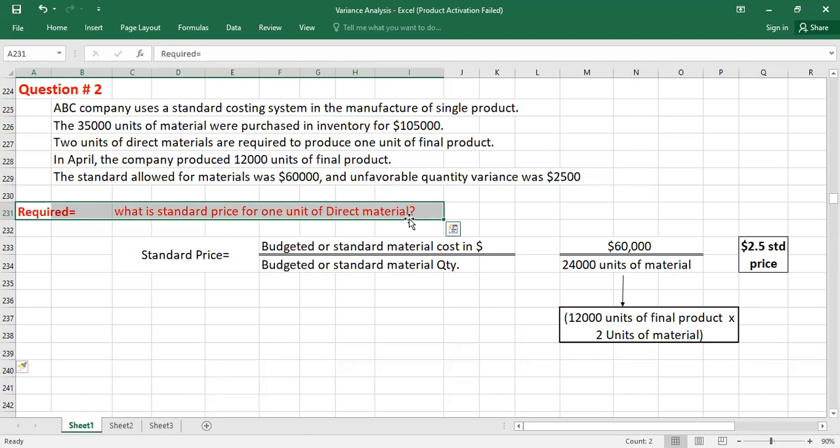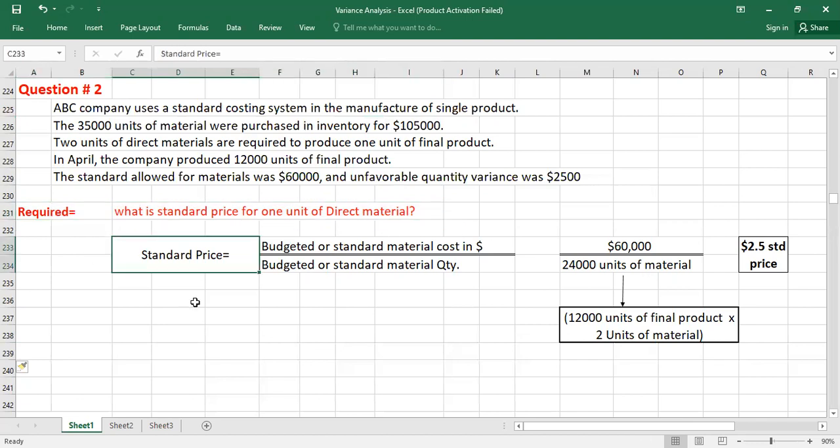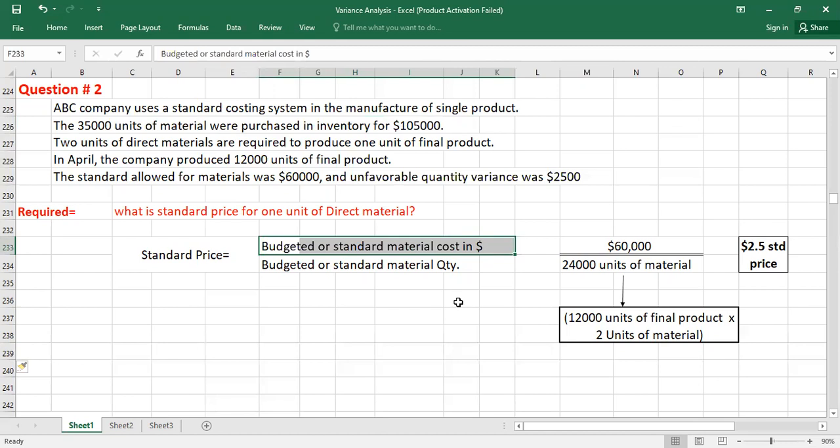As you can see in the question, you are not provided with the standard price, so now you need to calculate the standard price, and I told you two formulas to calculate the standard price. So this is one of them. If you want to calculate the standard price, how can you calculate? We need budgeted or standard material cost in dollars divided by budgeted or standard material quantity. So here, the budgeted or standard cost in dollars is 60,000.